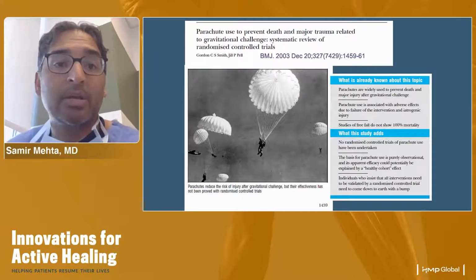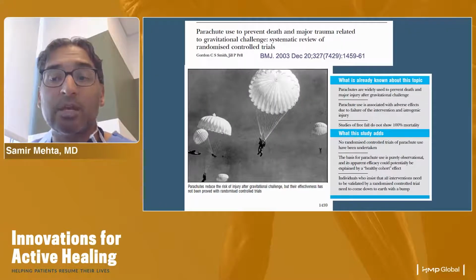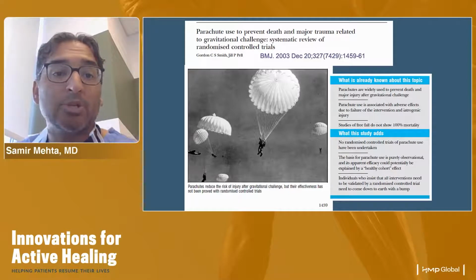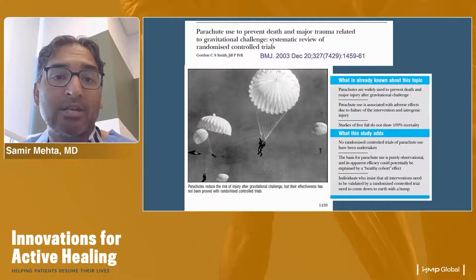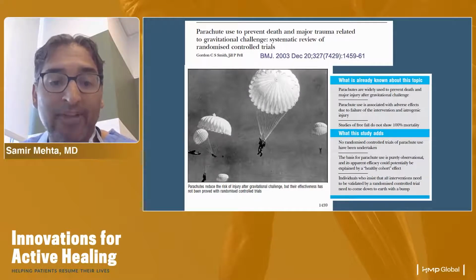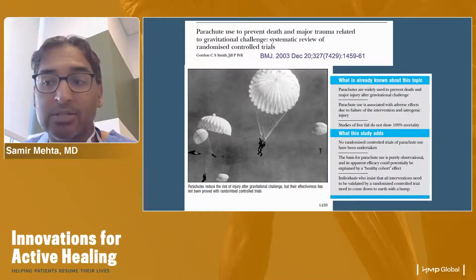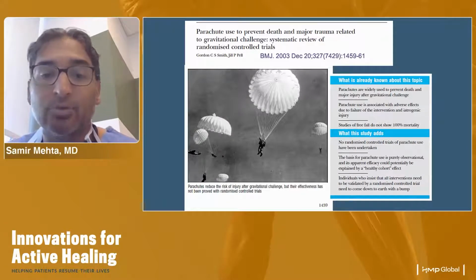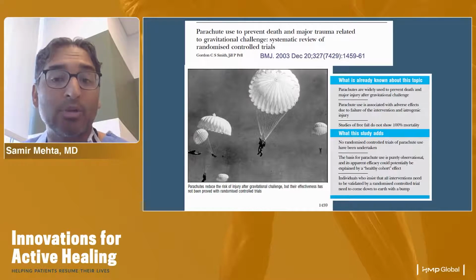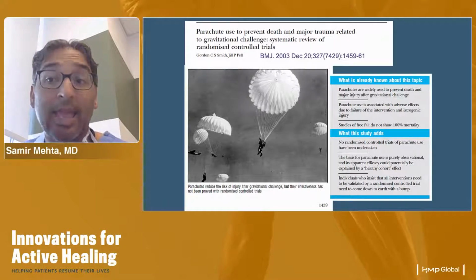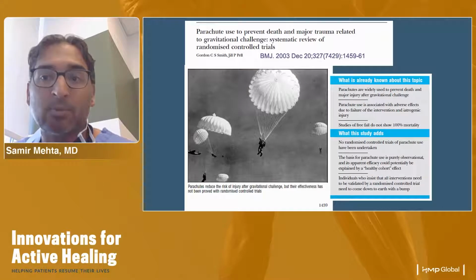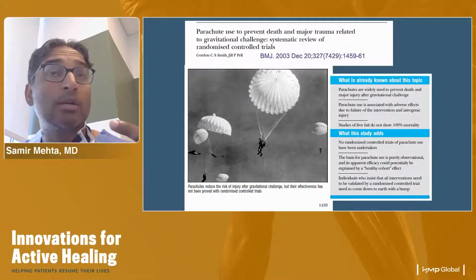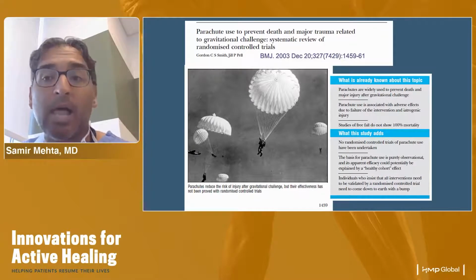I love this slide because it reminds me that data is really open to some interpretation. Parachute use to prevent death and major trauma related to gravitational challenge: a systematic review of randomized controlled trials. The caption in this British Medical Journal article says parachutes reduce the risk of injury after gravitational challenge, but their effectiveness has not been proved with randomized controlled trials. I find that very interesting, somewhat comical, but it also reminds you that not everything has randomized prospective studies, yet we still comply with it.